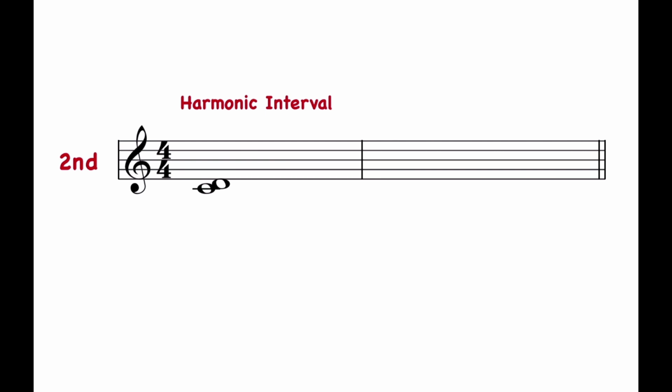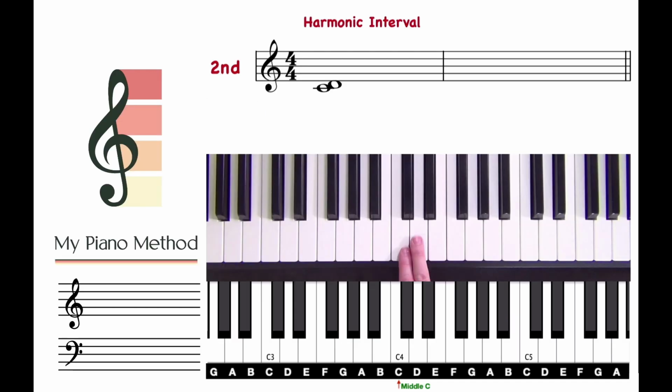So if we take the interval of a second, here it is, C to D, the first type of interval we're going to look at is the harmonic interval. And that means that you're playing both of these notes at the same time. And the notes are harmonising each other. But if we were to play these notes one after the other, that would be called a melodic interval. So they're both still an interval of a second, but you can hear the difference. The harmonic interval sounds like this, and the melodic interval sounds like this.